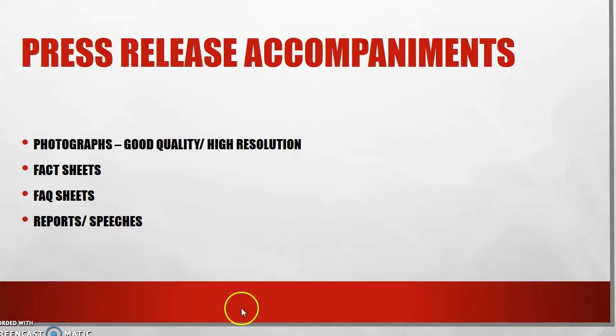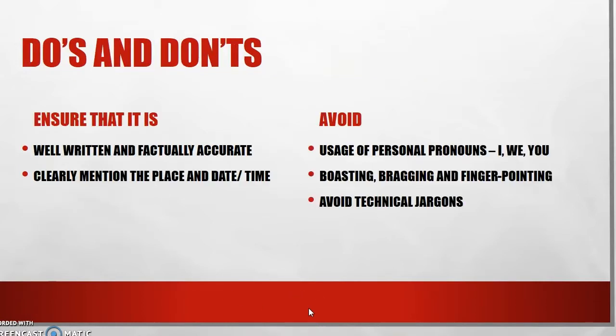Let us now discuss a few important things to keep in mind while writing a press release. First, it needs to be well written and factually accurate so that the appropriate message is communicated to the media and via the media to the public. Secondly, mention the place and time clearly. For instance, instead of saying today or tomorrow, mention the actual date. Again, instead of saying here, mention the actual address.